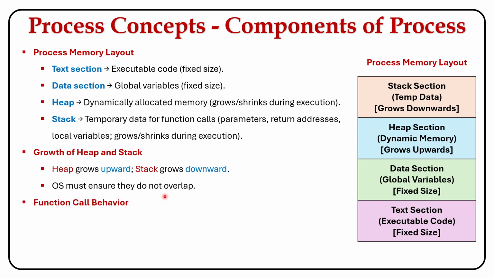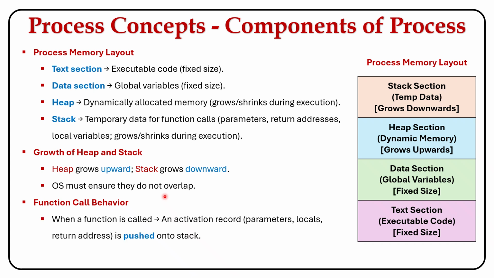Now let's see what happens during a function call. When a function is called, its parameters, local variables, and return address are pushed onto the stack. When a function finishes its execution, these values are popped from the stack and the memory is released automatically. So the process memory layout helps the operating system organize memory efficiently during the program execution.